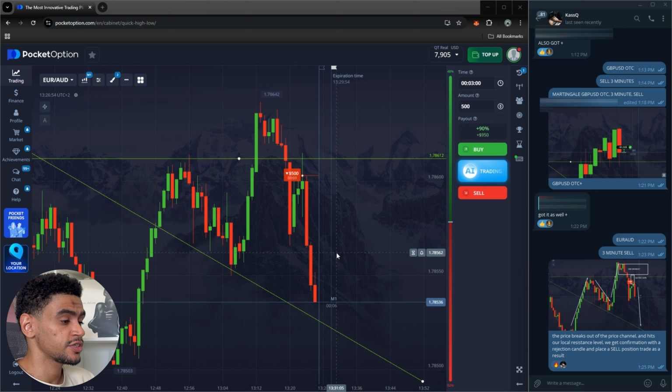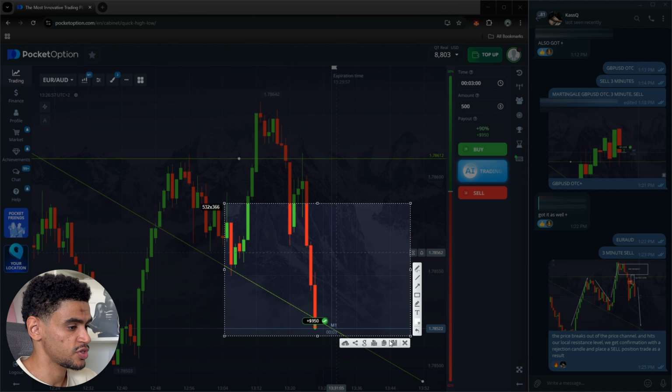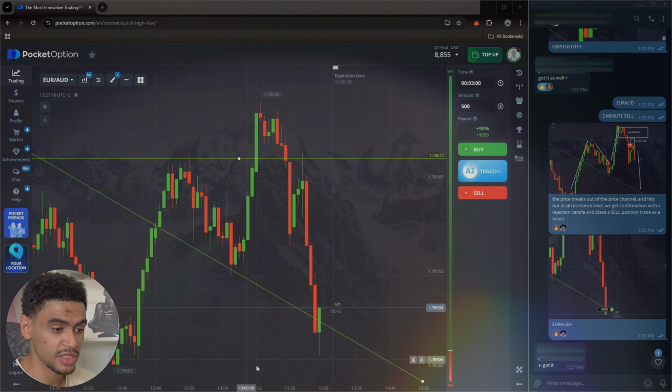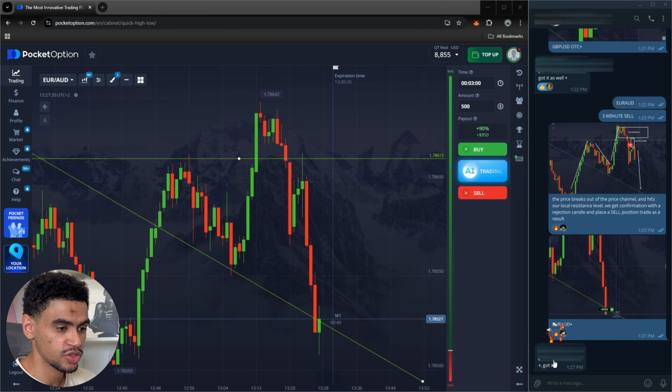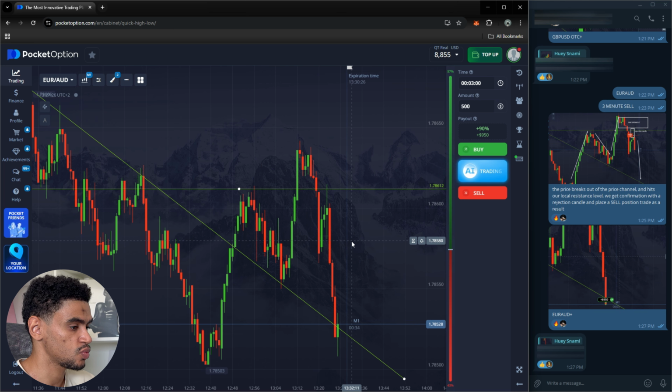And there it is, another trade. Once again, perfect analysis. We got our money, and let's send the screenshot. And just like that, we are 3 for 3. And it seems like they also got it. So that is really nice. This is the third trade that we got. And let's do one more trade.